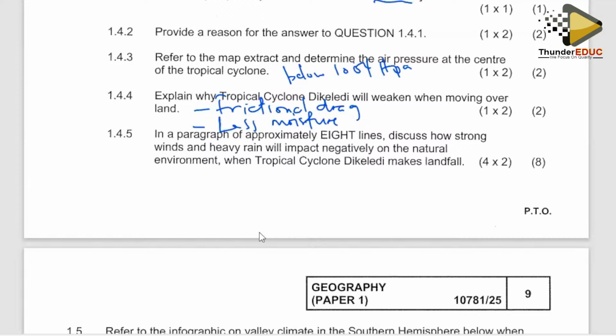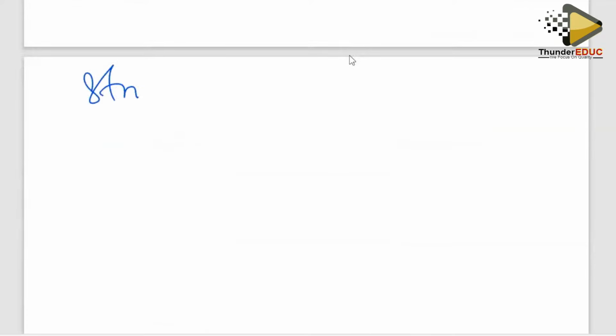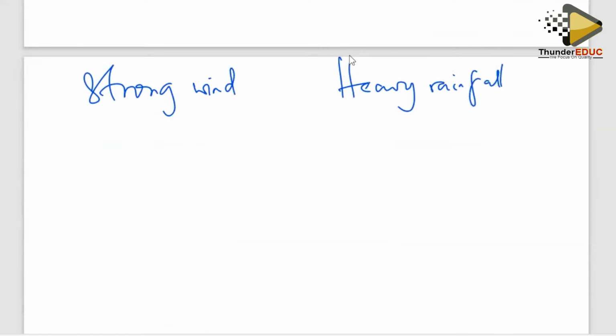Then number 1.4.5, it says in a paragraph of approximately 8 lines, discuss how strong winds and heavy rain will impact negatively on the natural environment. This is a specific question. We want to look at the natural environment. How do strong winds, our focus is on strong winds and heavy rainfall. So your discussion must focus on the two. You must not focus on one. You must focus and balance your discussion by looking at the two weather phenomena.